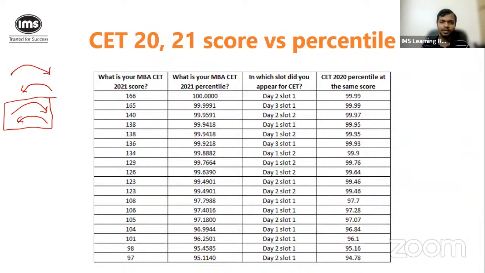For an all India candidate, what is the best score? For all India, because the cutoff is 99.95, looking at the last 2 years, you have to aim for at least a 138. That is the last 2 years' data. Last year, you would have needed 140 plus.